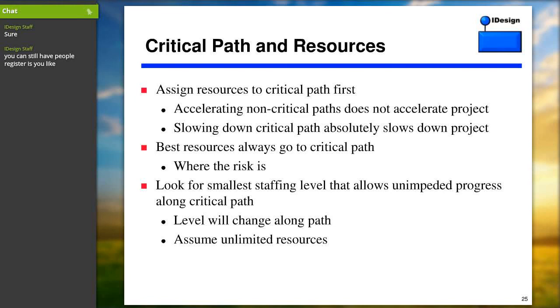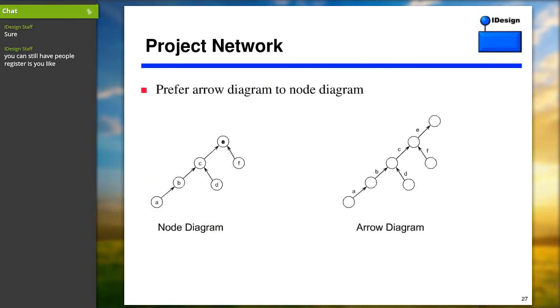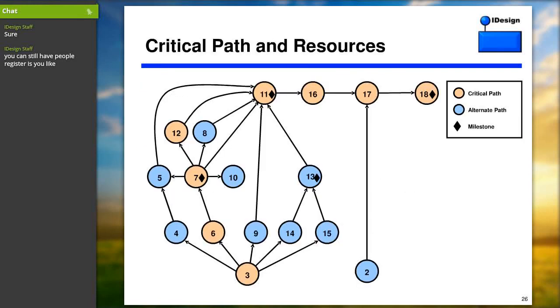Now it's time to do staffing. What you're trying to do is look for the smallest staffing level that allows you to progress along the critical path. What does that mean? If you look at this network, you would ask yourself, how many people do I need at the beginning of the project? Well, at the beginning of this project, you need at most 2 guys, because one guy can do activity 3 and the second guy can do activity 2. But if you give me a third guy, he's going to be playing foosball in the cafeteria. There's nothing for the third guy to do.